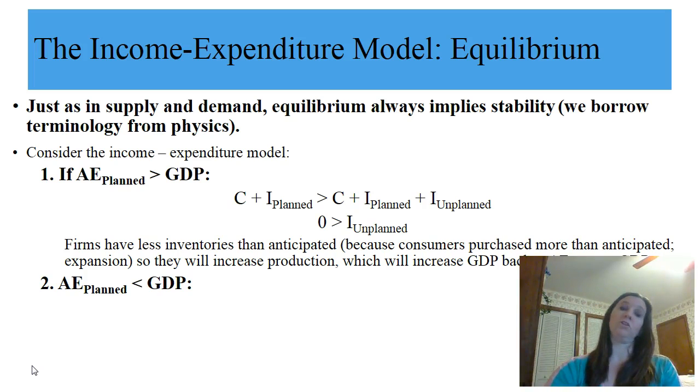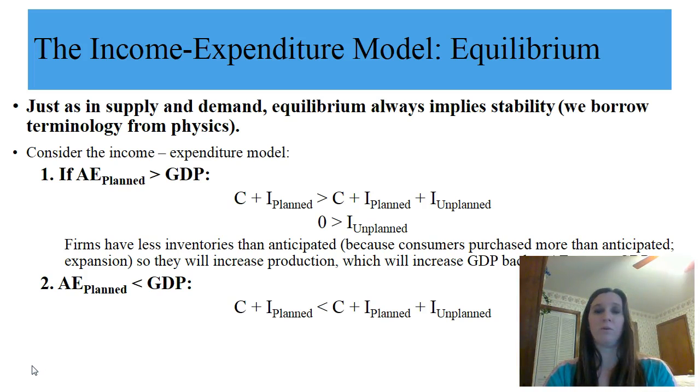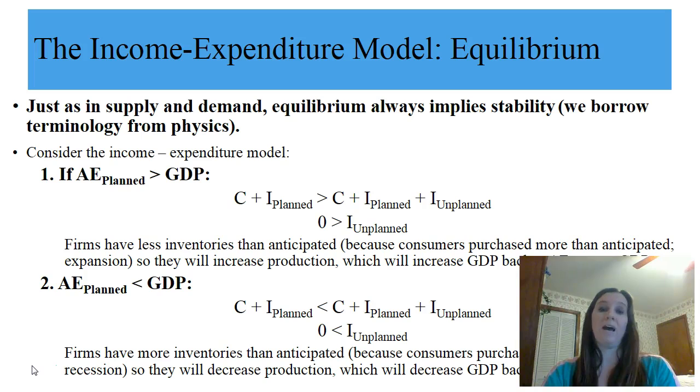Now the second case: aggregate expenditures planned are less than GDP. Same exact thing: we sub in our equations and cancel out the C's plus the I planned. That means unplanned investment is greater than zero. That means we have more inventories than we thought we would, so consumers didn't buy as much as we had planned on. Our unplanned investment is positive. If firms have a bunch of boxes sitting in a warehouse, they are going to cut back their production this year. This is going to decrease our GDP in that year, and GDP is going to go back to planned aggregate expenditures.